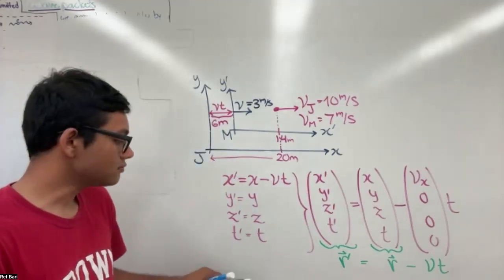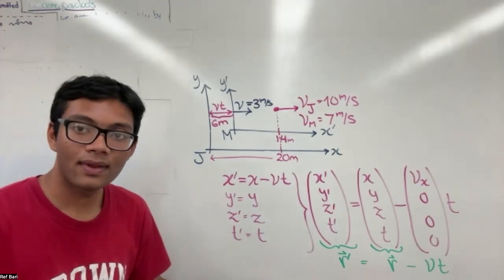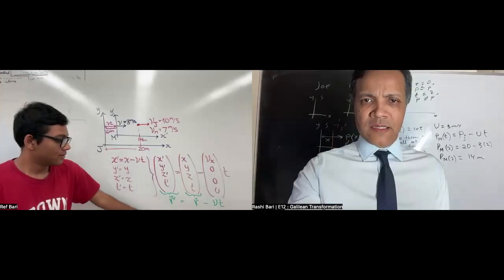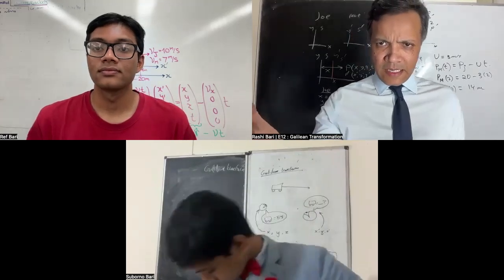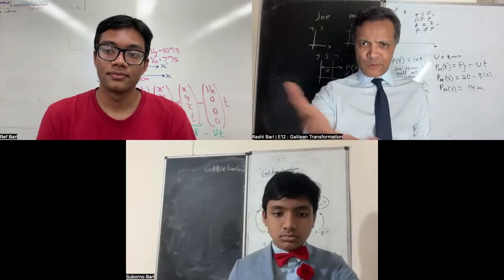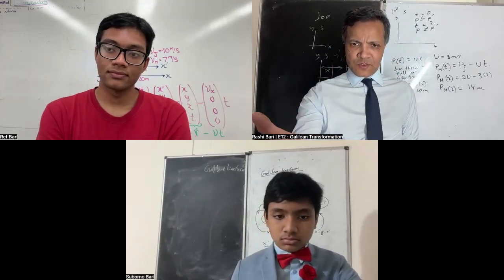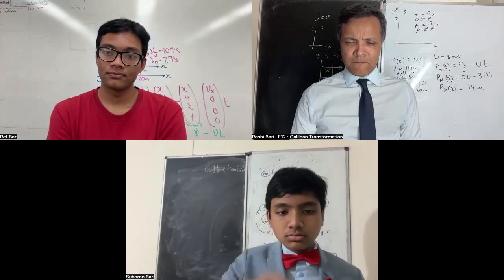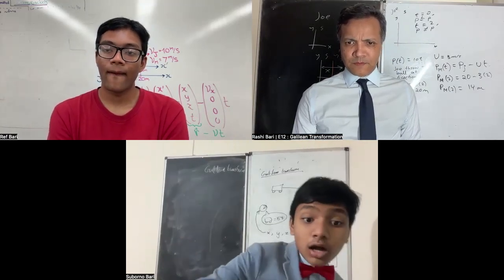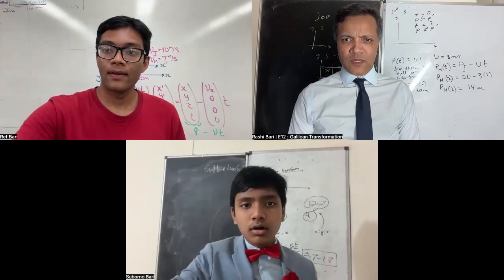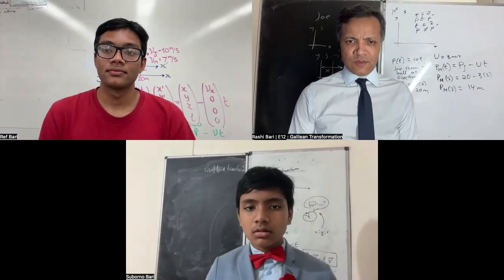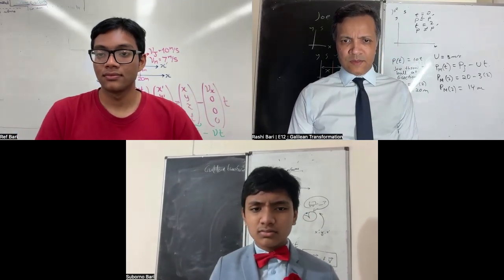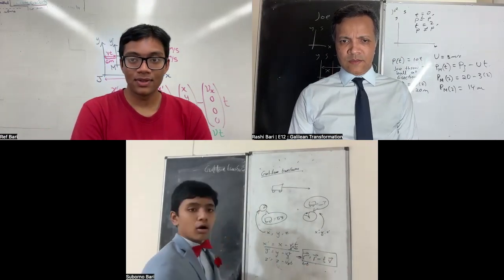According to Newtonian mechanics, distance is absolute. But in this case, we don't see distance being absolute. One is 20, one is 14. What's going on, Isaac? Can you still prove that the distance is absolute?